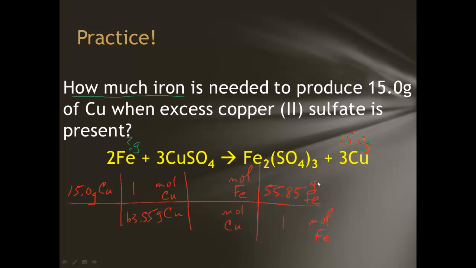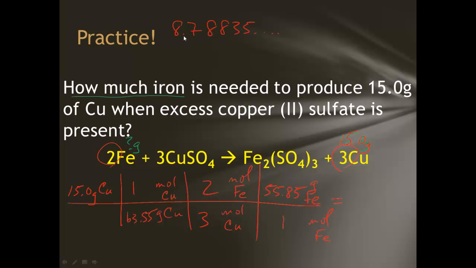Here's my mole ratio. In front of the iron, I have a 2. In front of the copper, I have a 3. Multiply the numbers across the top, so 15.0 times 2 times 55.85. Hit divide for all the numbers on the bottom, so divided by 63.55 divided by 3. And I'm going to write it here at the top. This is what you get, 8.7883. And again, more numbers than we need.